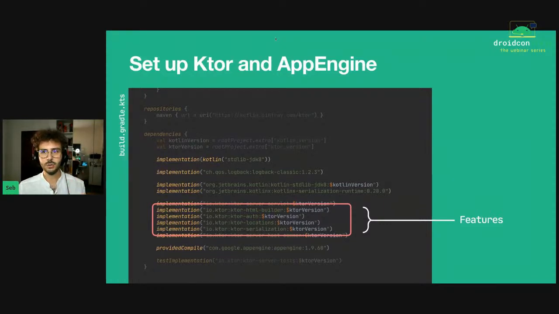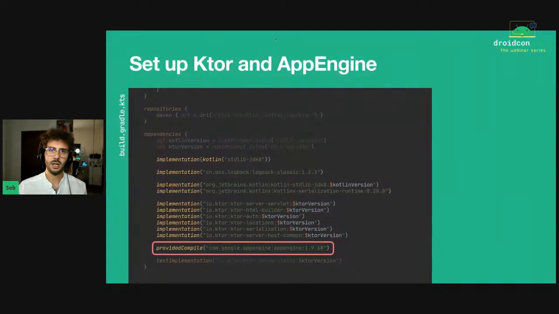And then we have serialization. Now, serialization is used to be able to return responses in JSON, in this case, using the Kotlin X serialization library. Next up, we need to have a provided compile dependency on the app engine itself. Why is it provided compile? Well, obviously, if you run it on app engine, that will be on the class path. The app engine will put it on the class path for you. When you run it locally, the Gradle plugin for app engine will make sure that that's actually there on the class path. So you don't use implementation here, you use provided compile.